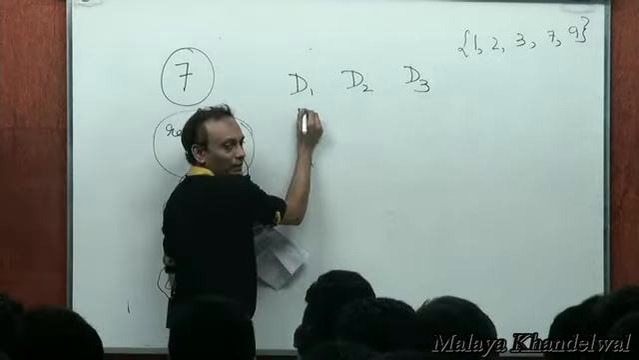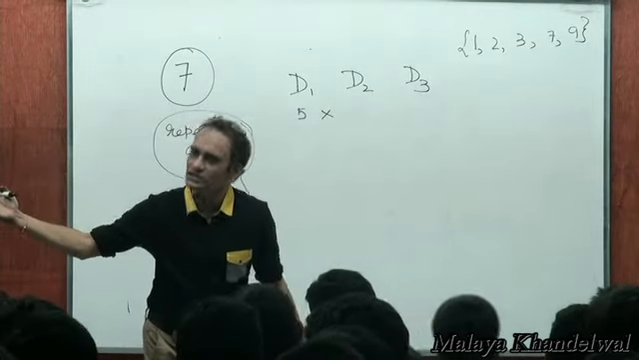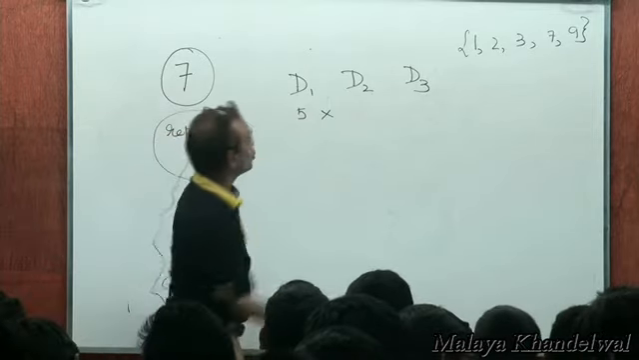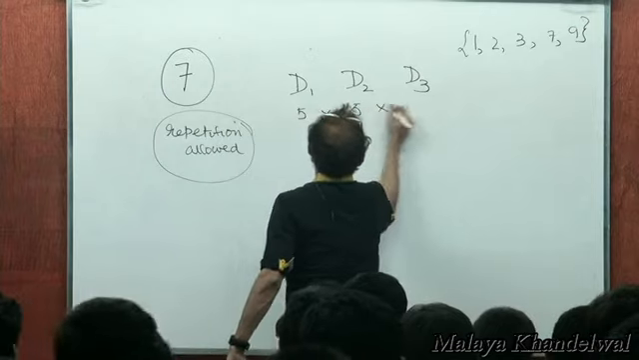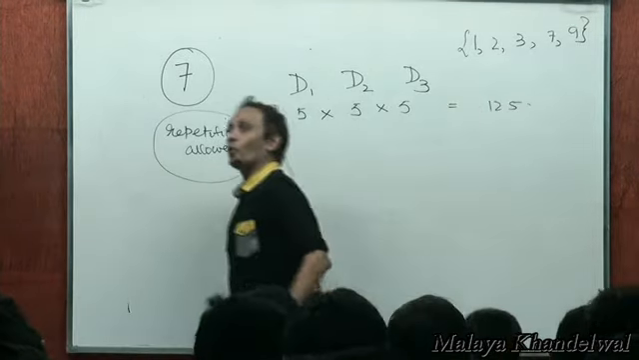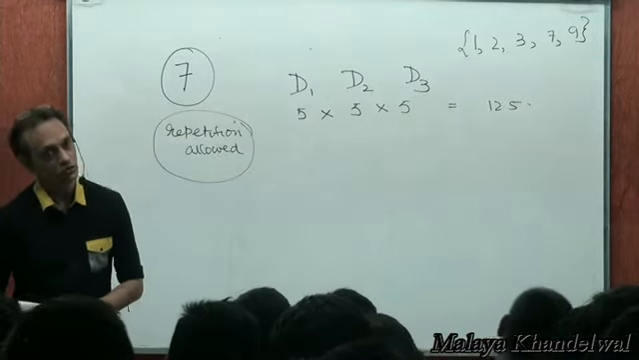So 5 ways of filling up D1 leaves me with no less ways of filling up D2, because if I have used 1 for D1, then I could reuse it for D2. So 5 ways of filling up D2, 5 ways of filling up D3, that makes it 125 ways. 125 3-digit numbers in which repetition is allowed, right?